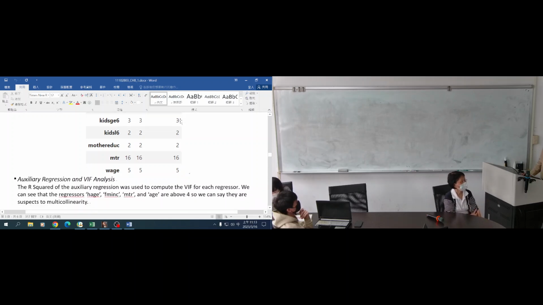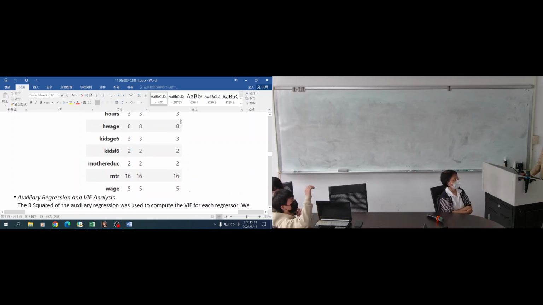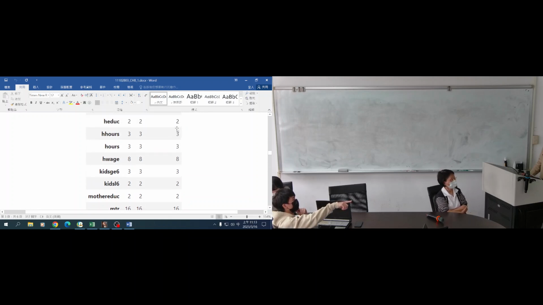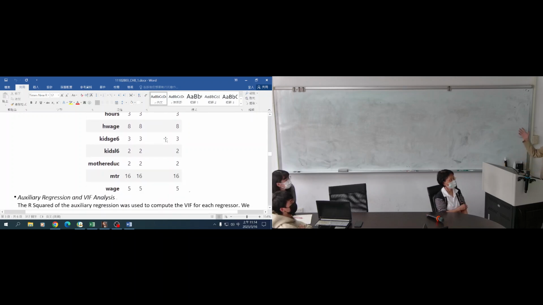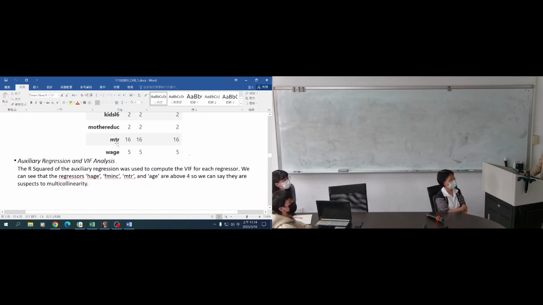Yes. Next would be the... yes. Higher is the worst because this is the sign change. So remember when we did with Professor, when you check the partial correlation and if they change from the original pairwise correlation, that means it might be a redundant or confounding variable. So MTR changed the most out of all of the tests. So yeah, it shows that from all of them, MTR would be something a bit suspicious.